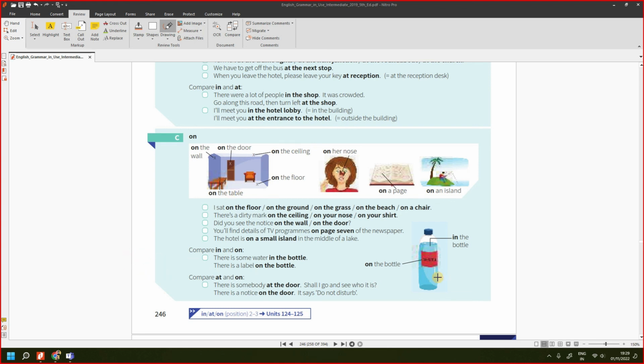அந்த மாதிரி வந்து நீங்க பார்க்கணும். இங்க பாருங்க, பாட்டில் வச்சு ரொம்ப கிளியரா எக்ஸ்பிளைன் பண்ணியிருக்காங்க. If it is inside the bottle, you will say in the bottle. But if it's on the surface of the bottle, the outer area, the surface, that means it is on the bottle. Okay, like this.